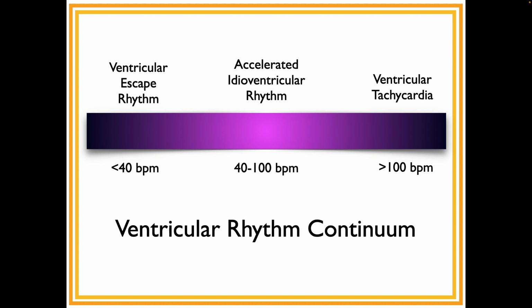Okay, so ventricular escape or idioventricular rhythm is less than 40, accelerated idioventricular is 40 to 100, VTAC is greater than 100. So that's the way to remember. Take a few minutes, everybody, and look at pages 25 and 26, strips 5, 6, and 7, and say whether they are ventricular escape, accelerated idioventricular, or VTAC.